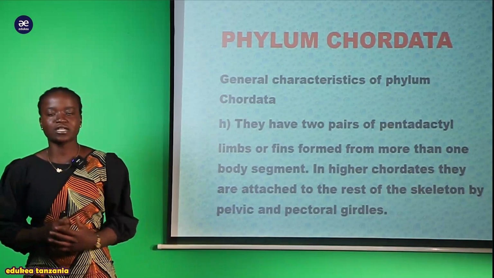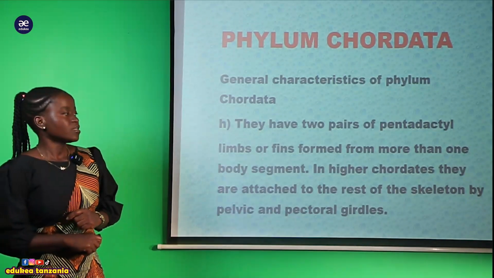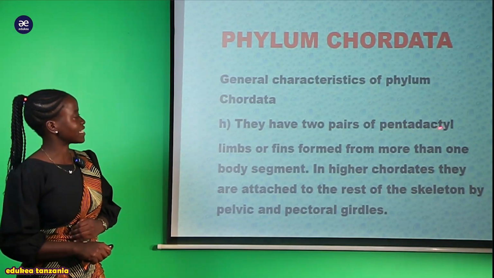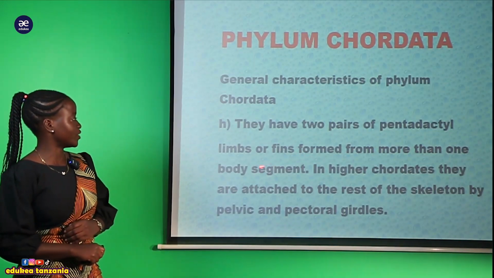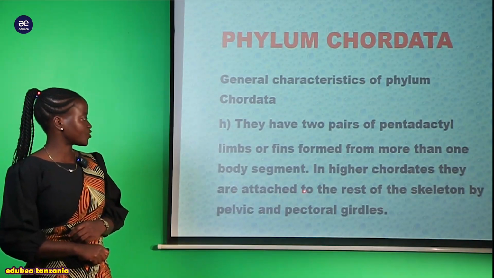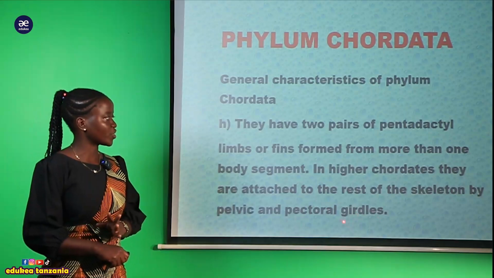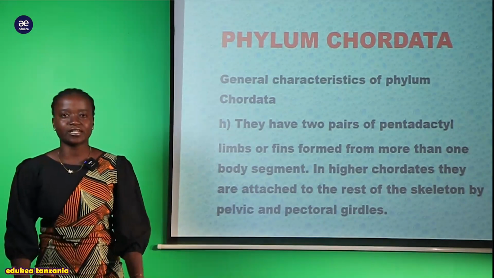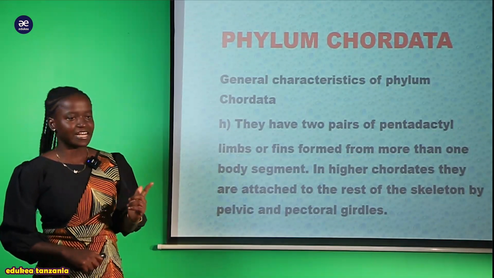So what are those characteristics now? Here we are proceeding with point H. Here we are saying that they have two pairs of pentadactyl limbs or fins formed from more than one body segment. In higher chordates, they are attached to the rest of the skeleton by pelvic and pectoral girdles. So, hapa tunasema hawa organism ambao wanapatikana ndani ya hii phylum Chordate, they possess a pentadactyl limb.